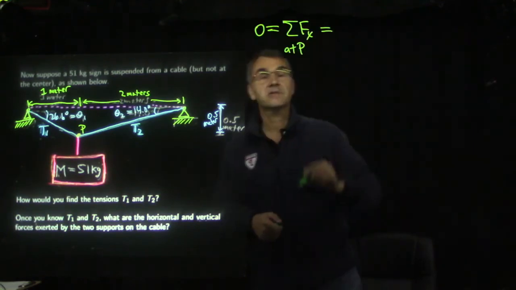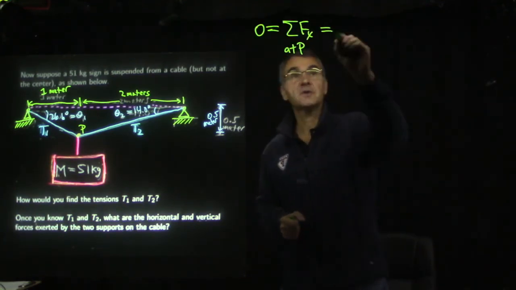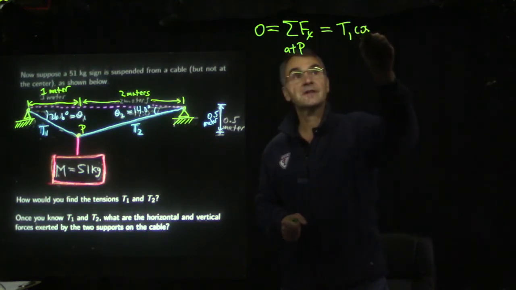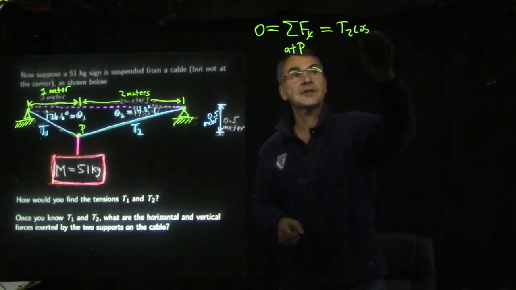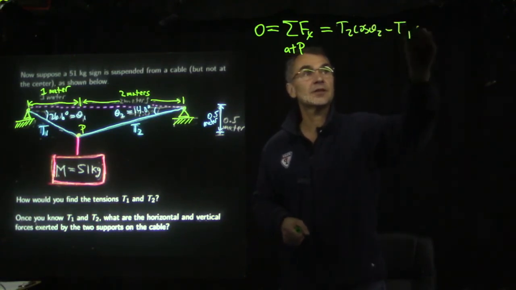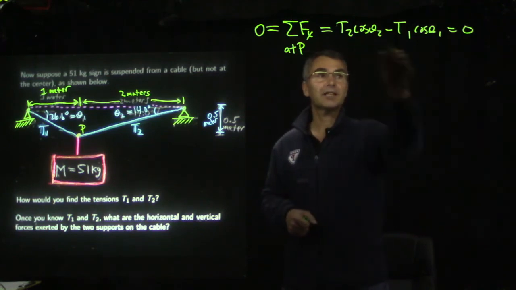So here we go. The horizontal sum of forces at P is 0. Let's do right minus left: T2 cosine theta 2 minus T1 cosine theta 1 equals 0. So if you know one of them, you can get the other one this way.